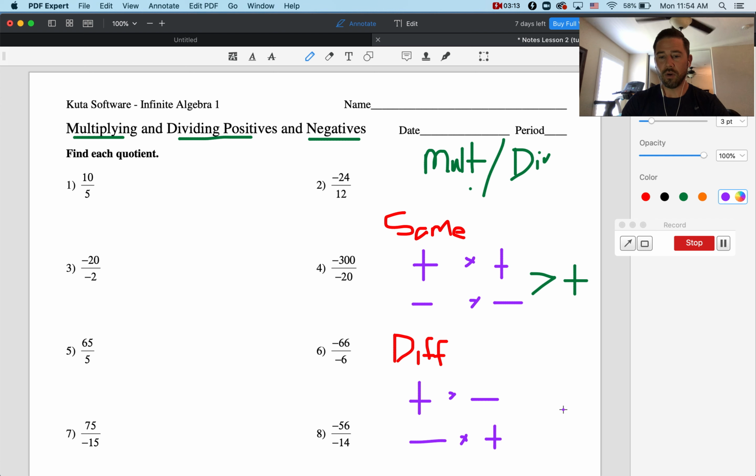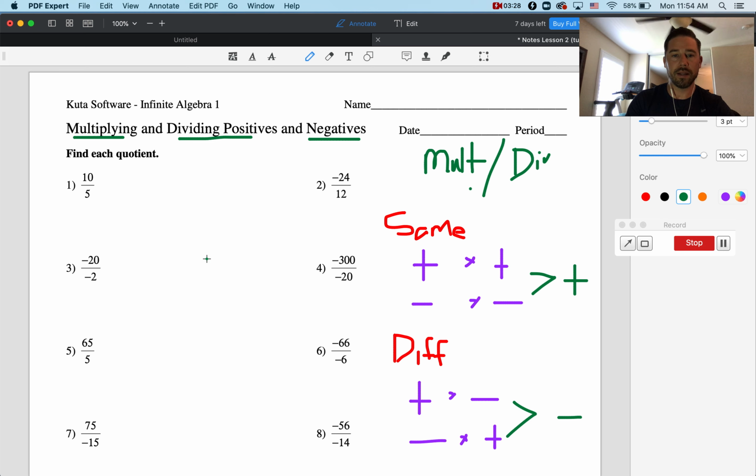Okay, so remember, if we have different signs, our answer is going to be negative. Really simple. It doesn't matter the order. It doesn't matter if the positive comes first or the negative comes first. If the signs are different, it's going to be a negative.